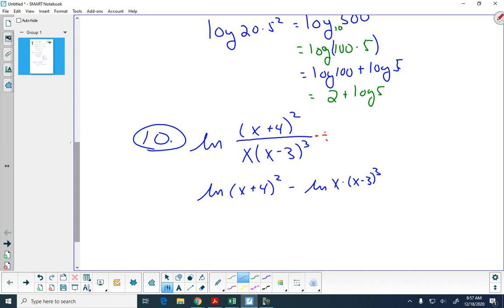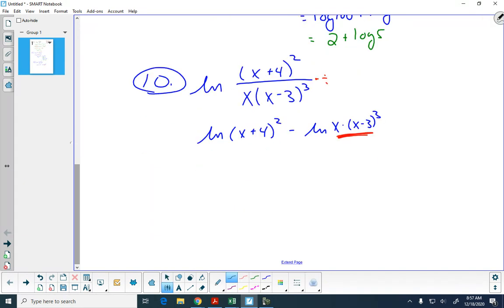Now, what we still have in the second term is multiplication. So we have the ln of (x plus 4) squared subtracted off. Now I need to do a quantity here because both of these things are going to be subtracted. We have the ln of x plus the ln of (x minus 3) cubed, because we have this multiplication here, so we have addition between these two.